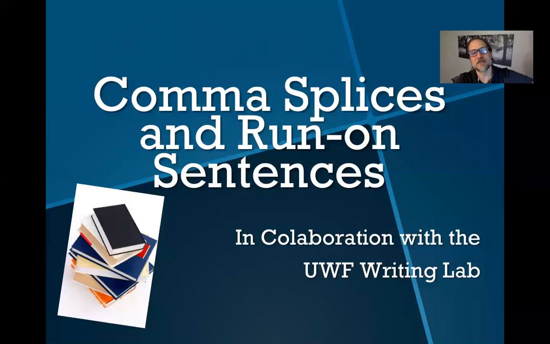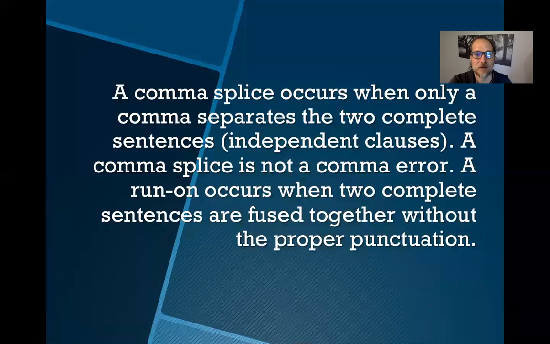Comma splices and run-on sentences are going to be our first play. Then we'll look a little bit at fragments as well. A comma splice occurs when a comma separates two complete sentences. You've got a complete sentence on both sides, and yet you jammed a comma in there when you really need a period or a semicolon. Comma splice is not a common error. It just occurs.